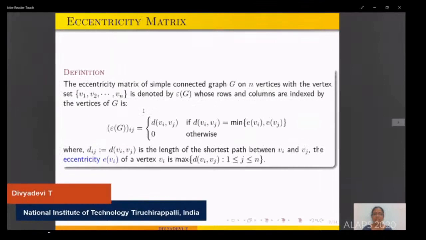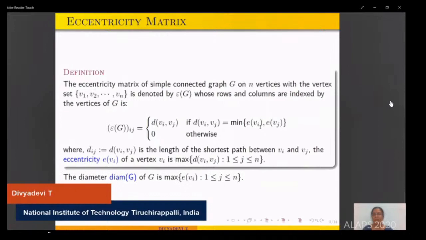What is the eccentricity matrix? Consider a simple connected graph G on n vertices. Then the eccentricity matrix is an n by n matrix, denoted by E(G), whose ij-th entry is defined as the distance between the vertices Vi and Vj if this condition is satisfied. Otherwise, it is 0. Here the notation e(Vi) denotes the eccentricity of a vertex Vi, which is the maximum distance from Vi to all the vertices in the graph G. The maximum eccentricity of a vertex is known as the diameter of the graph G.